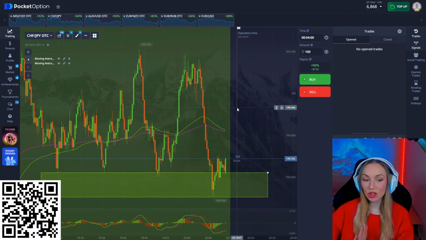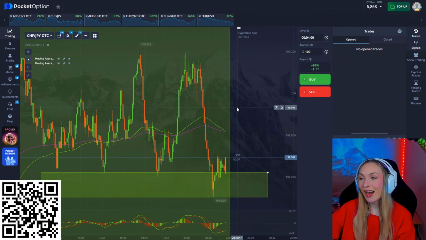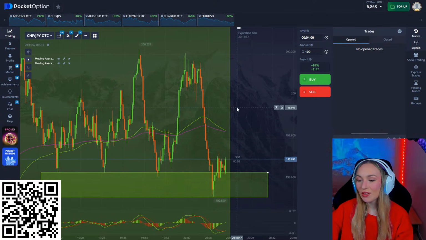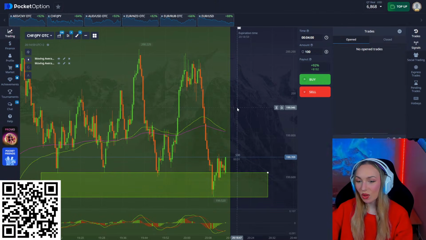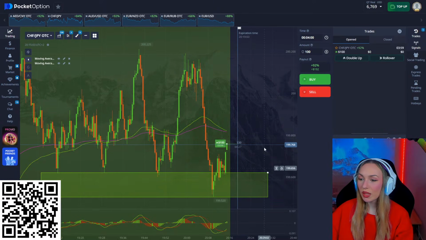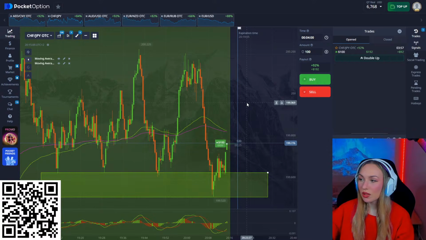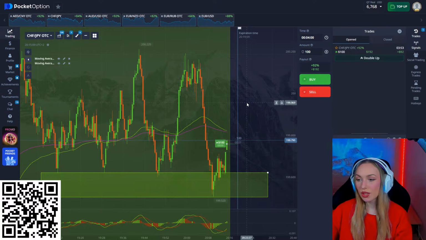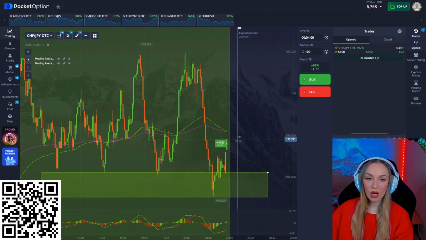Okay, I prepared just in case. 4 minutes, $100, and maybe soon I'll open the trade. Let's see. Well, the signal formed: 4 minutes, $100 in the upward direction. CHF/JPY, I entered, and now we are just waiting.